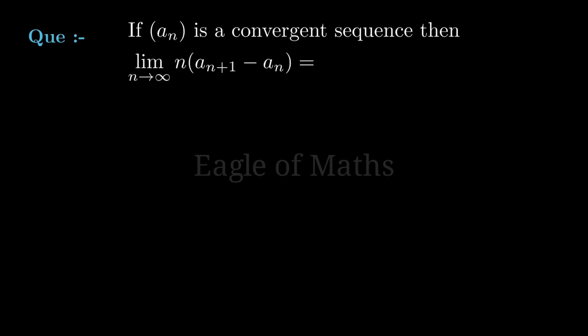Question. If a sub n is a convergent sequence, then Option A, infinity. Option B, 1. Option C, e. Option D, 0.